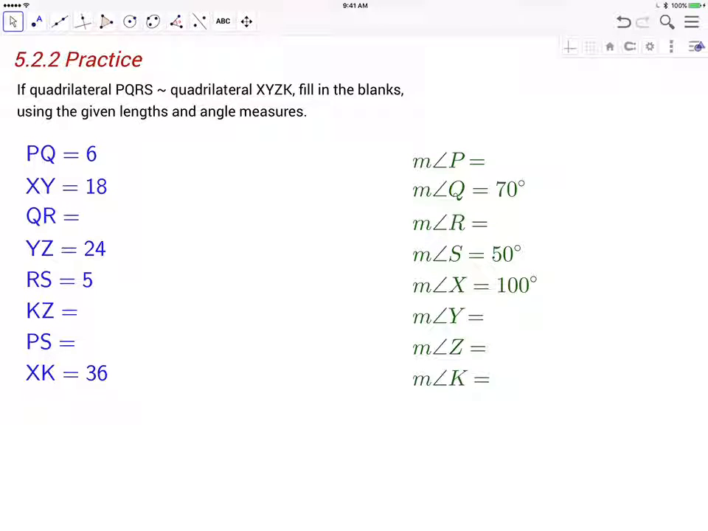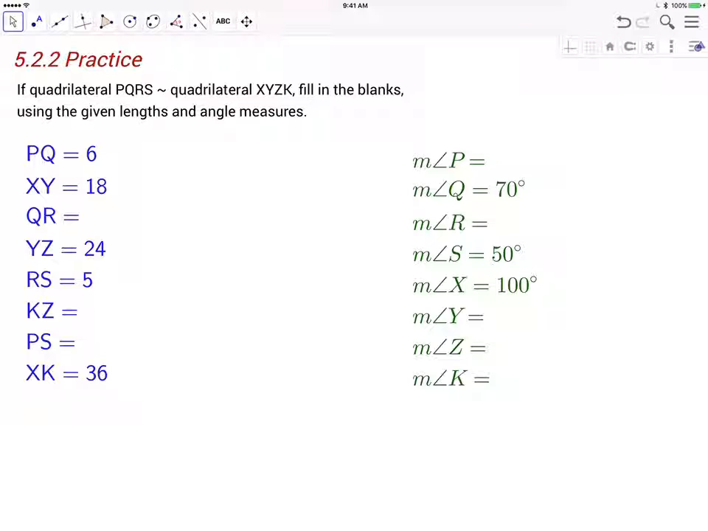Okay, here's 5.2.2, a little practice. If quadrilateral PQRS is similar to quadrilateral XYZK, fill in the blanks using the given lengths and angle measures. So there's only a few pieces of information here.